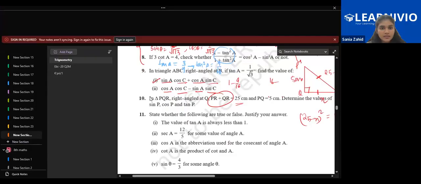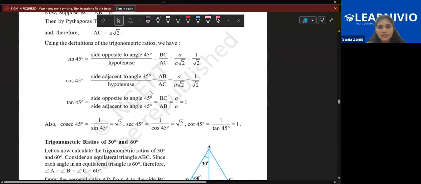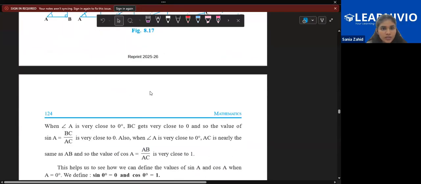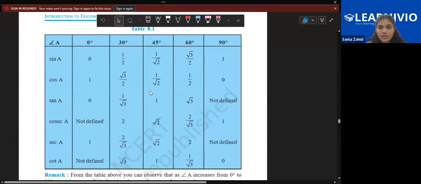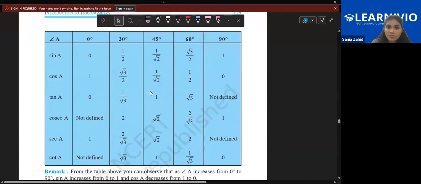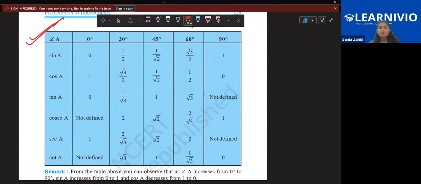Now we come to the next exercise, which reads trigonometric ratios of some specific angles. We have a table over here. Do not focus on anything else other than this table. This table is very, very important. It will be used in the entire chapter after this. We have 5 angles whose values will be used in your syllabus. These angle values you should learn. The angles will be 0 degree, 30 degree, 45 degree, 60 degree and 90 degree.